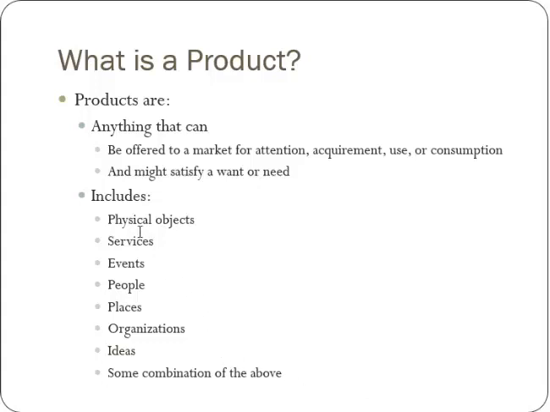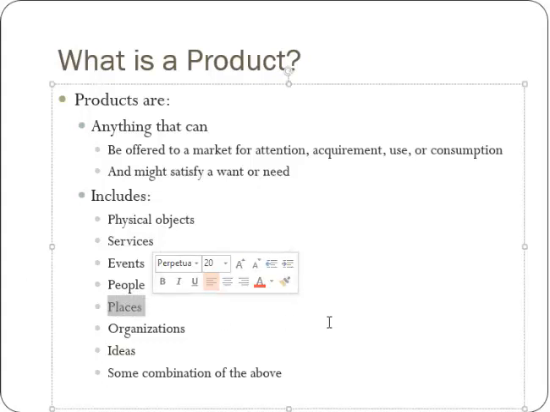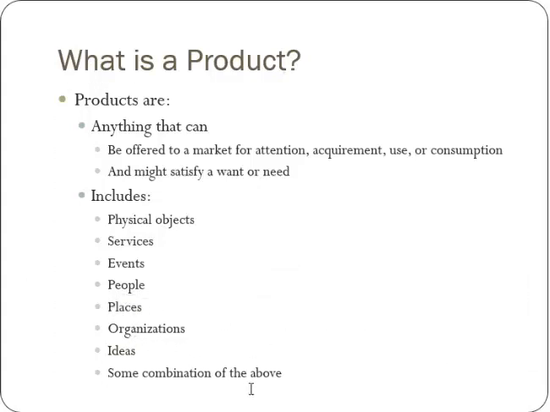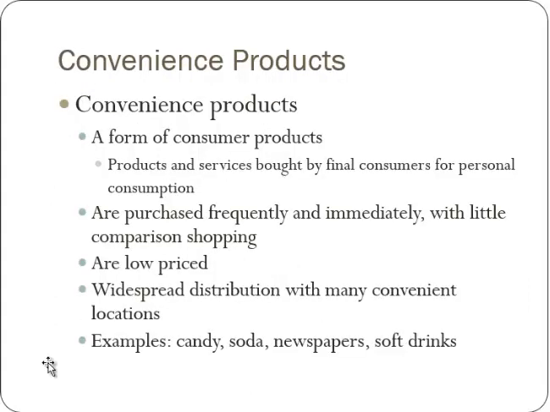A product can include a physical object, like many products. You go into a store and you buy something. It can be a service, an event, people that will lend their services or their expertise to someone, a particular place, an organization, an idea, or any combination. One type of product is a convenience product. A convenience product is a form of product that is used by consumers for their personal consumption, bought by the final consumer, purchased frequently and immediately with little comparison shopping.